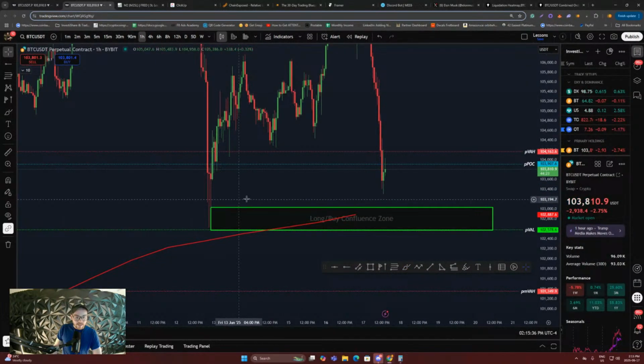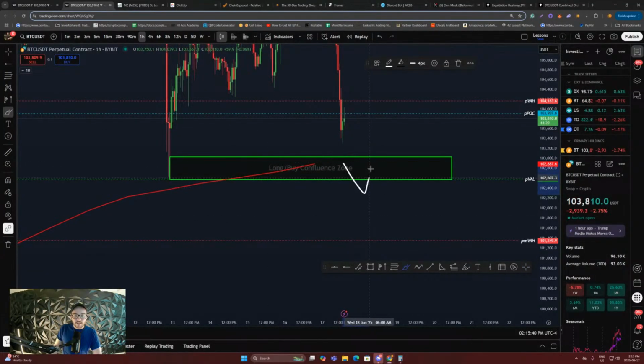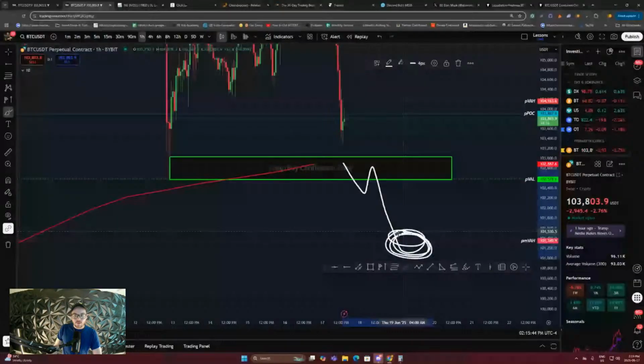If we instead come down lower and use this as resistance and then get acceptance into this value area, we're likely going down to 97K, guys.